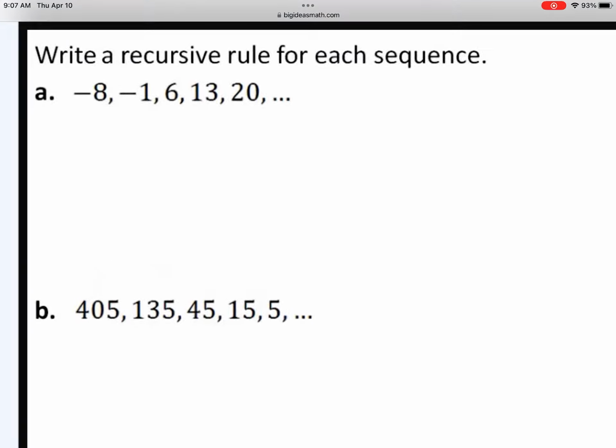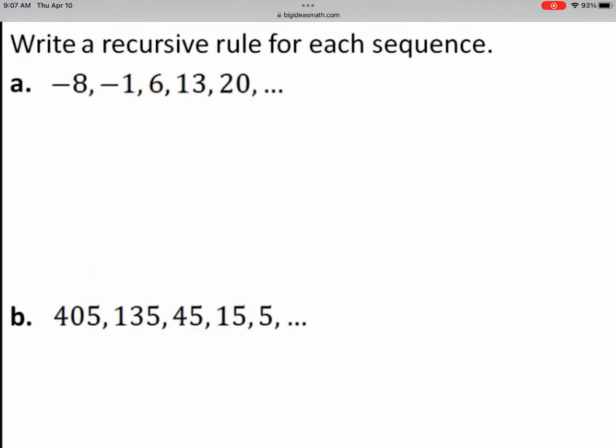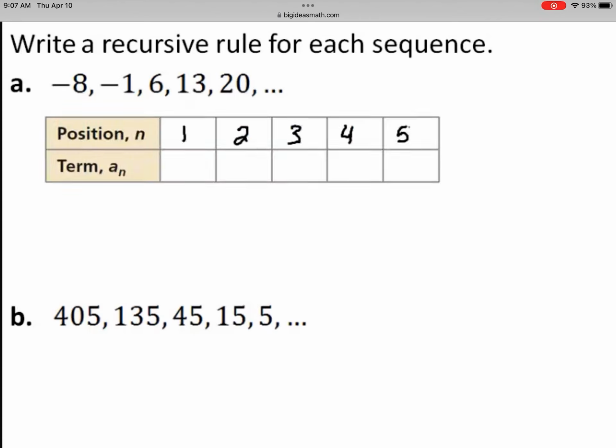Write a recursive rule for each sequence. Part A. Begin by using a table to organize the terms and find the pattern. A sub 1 is negative 8, A sub 2 is negative 1, A sub 3 is 6, A sub 4 is 13, and A sub 5 is 20. To find each term, you add 7 to the previous term.